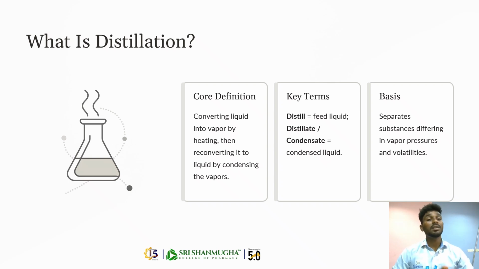What are the methods of the distillation process? The core definition: converting liquid into vapor by heating, then reconverting the vapor to liquid by condensation. It is liquid to vapor, and vapor to liquid. So this is the core definition. Some key terms used in this method: the distilland is the feed liquid, and the distillate is the condensed liquid. This is the explanation of distillation.